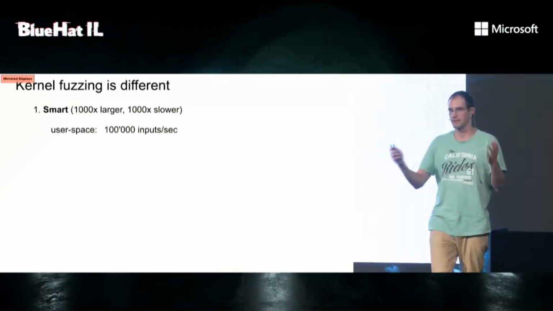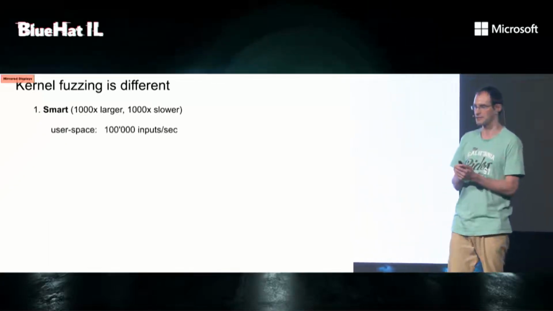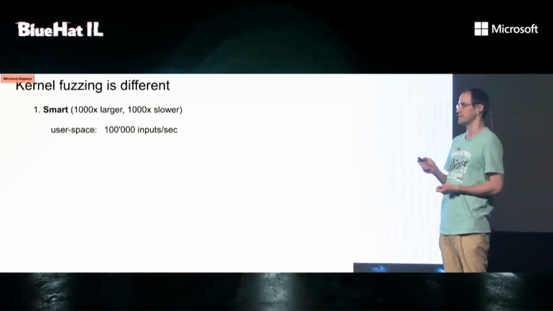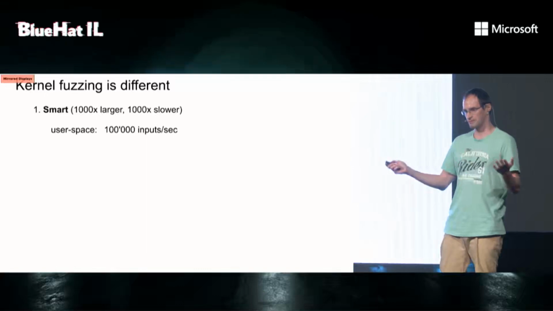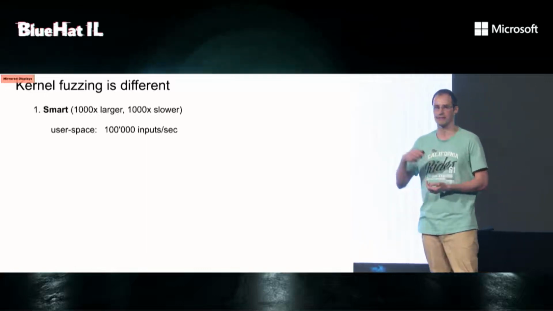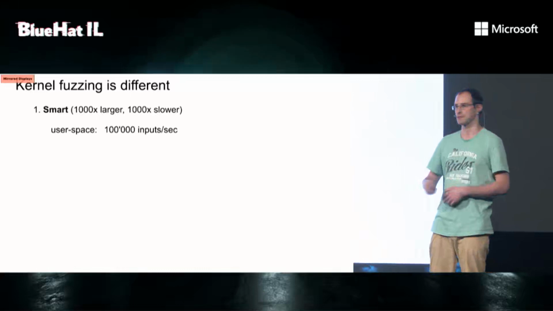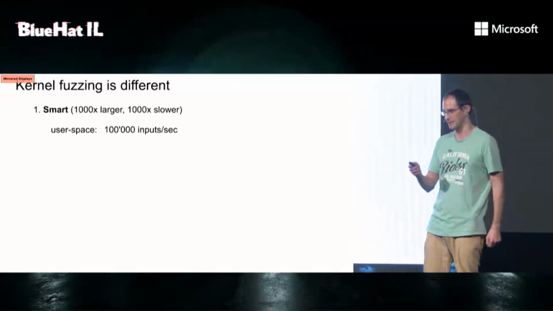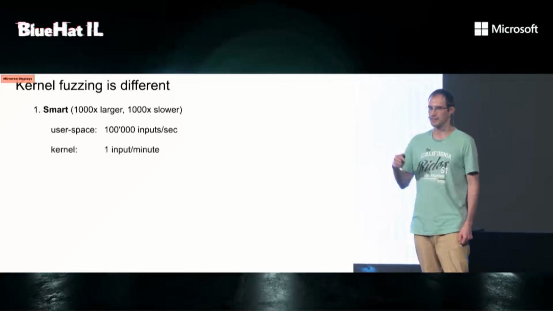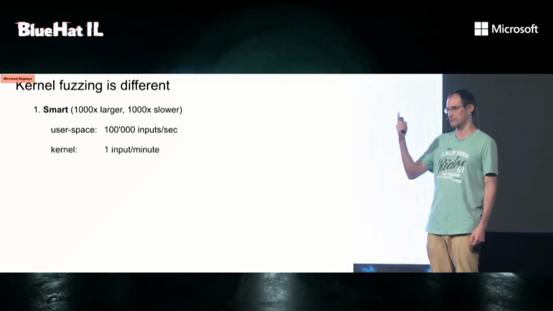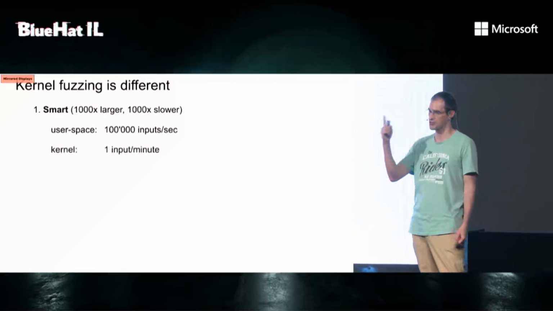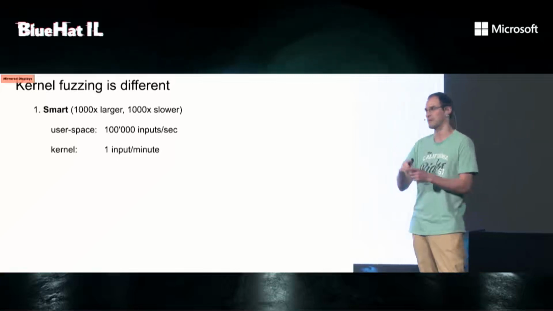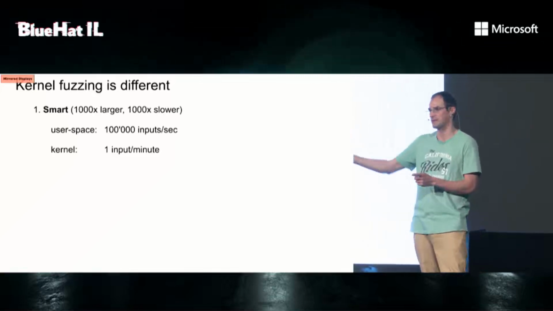And to give you an idea of how bad it is, in user space you can get something like 100,000 inputs per second tested. So it's pretty good. You can afford to execute 1,000 inputs that are completely nonsense and don't help you in any way, and you don't care. But if you scale this 6 orders of magnitude, you now get 1 input per minute. So you want to choose that 1 input very, very carefully, because you will be able to execute the next one only the next minute.